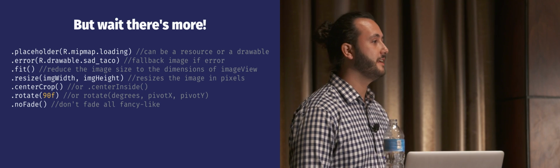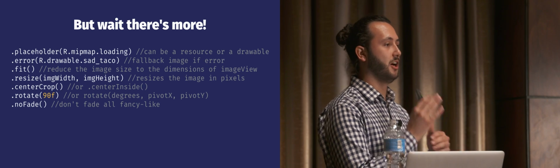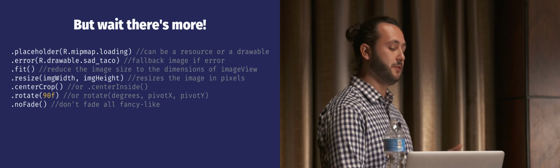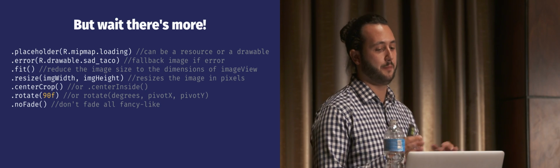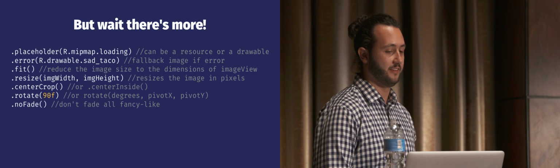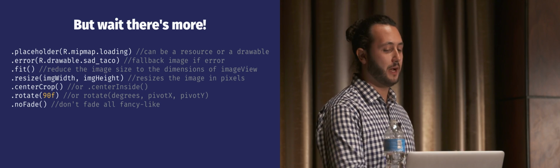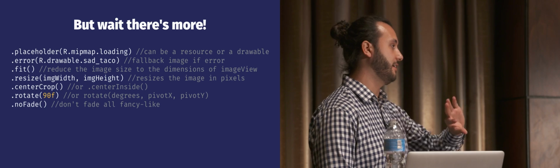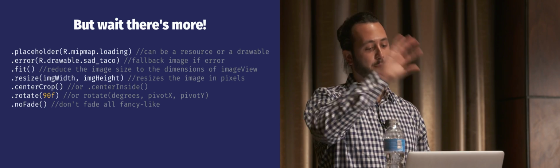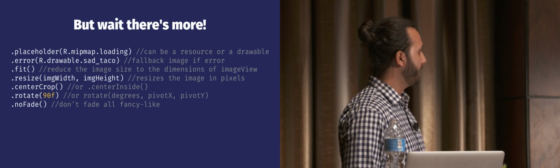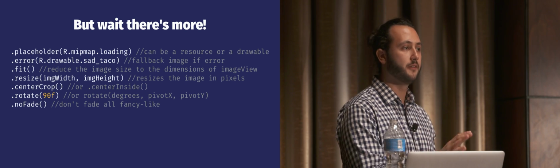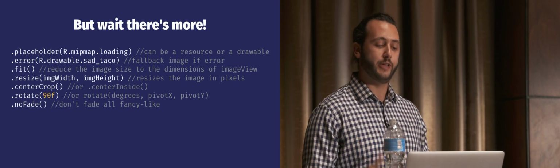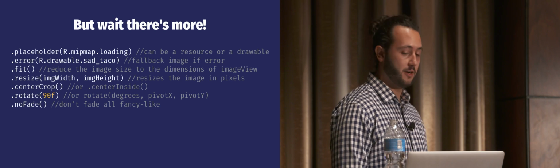We can fit the dimensions of the image automatically to the dimensions of the image view, which is super nice. Or we can resize it ourselves by adding in the pixels that we want to resize it down to. We can center crop it, center inside it, rotate it on its center, or if we want to rotate it at a point off its center, we can do that. And Picasso automatically fades its images in, kind of like medium.com does. So if we want to not do that, we can call no fade and don't fade all fancy like.